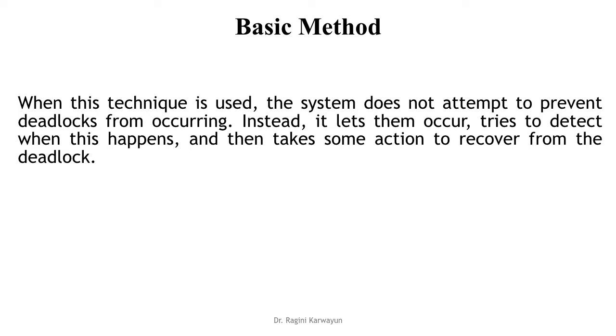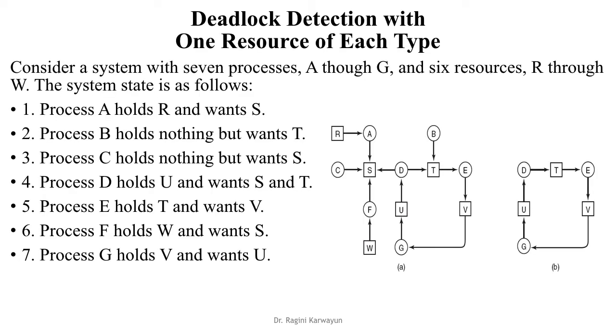And once detected, it then takes some action to recover from the deadlock. Now, when will the system execute the detection algorithm? Either it can do it periodically or it can measure the system performance, and if it falls below a certain threshold value, then the operating system decides to run deadlock detection algorithms. So how are deadlocks detected?